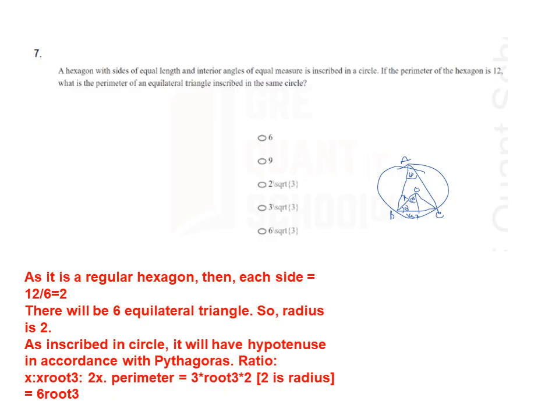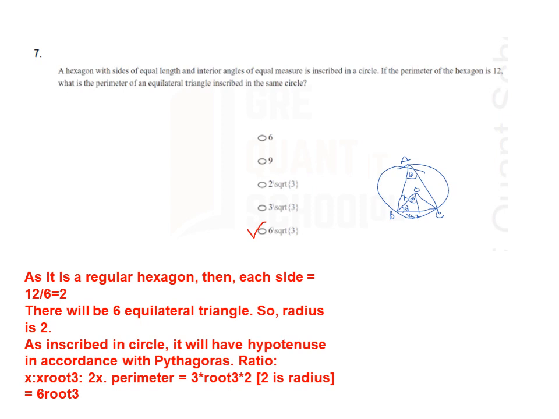Now what is the formula to find out the perimeter? That is 3 root 3 x. What is the x? X is the radius. So we get 3 for the equilateral triangle. So we get 3 multiplied by root 3 multiplied by the radius, that is 2. So our answer is 6 root 3. So that is option E.